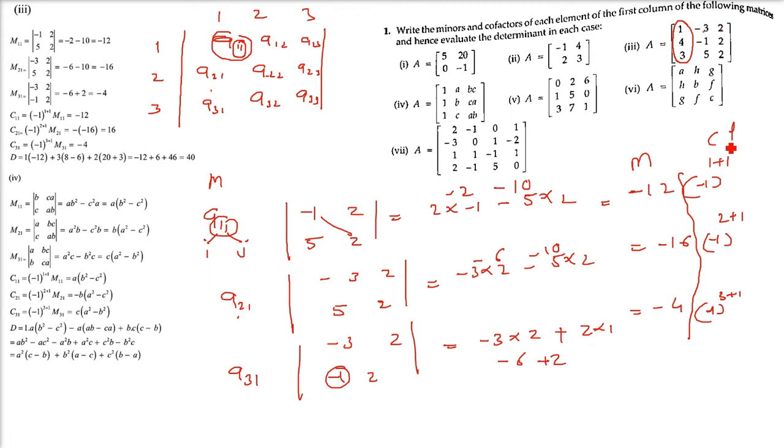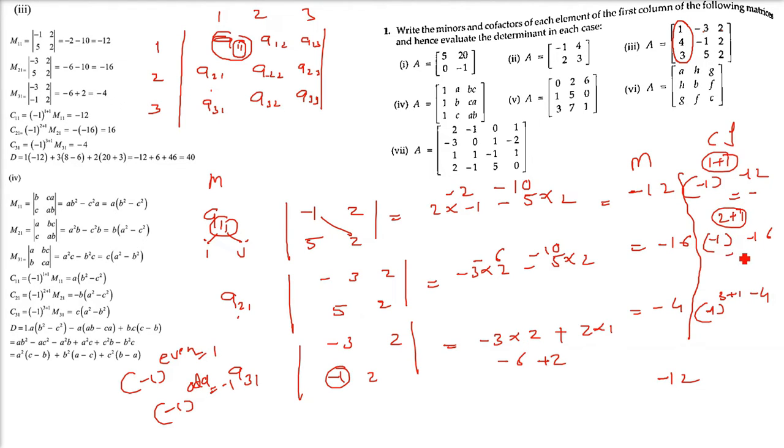Why? Because the cofactor is about multiplying the minor with the sign. The sign is -1 to the power 1 plus 1. -1 to the power even will always be 1. -1 to the power odd will always be -1. -1 to the power 1 plus 1, that is 2, is 1. So, -12 will come. That is the cofactor.